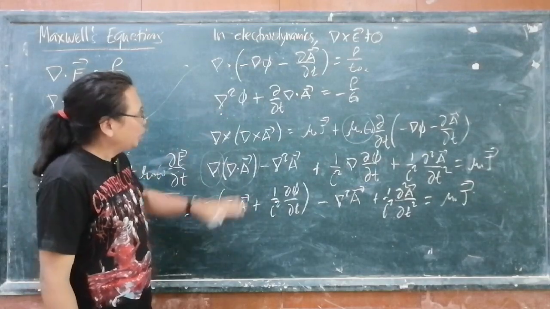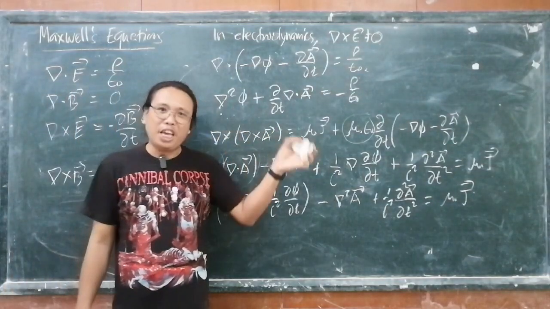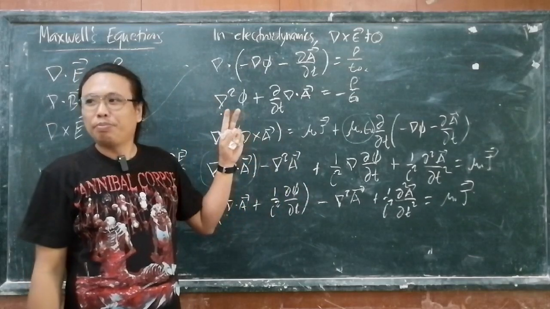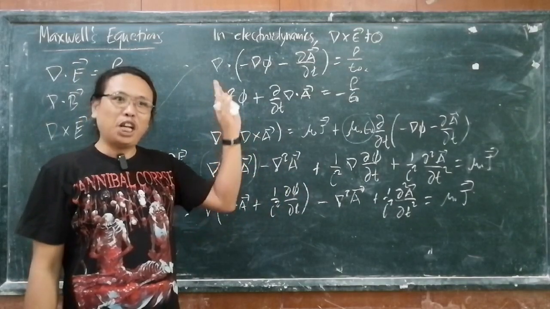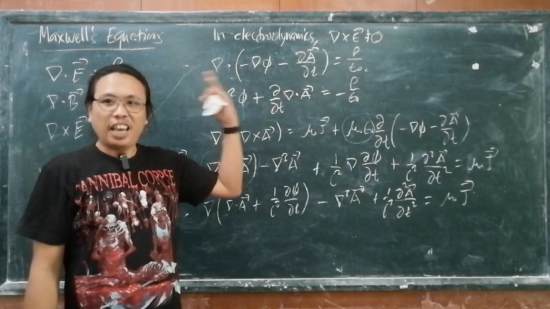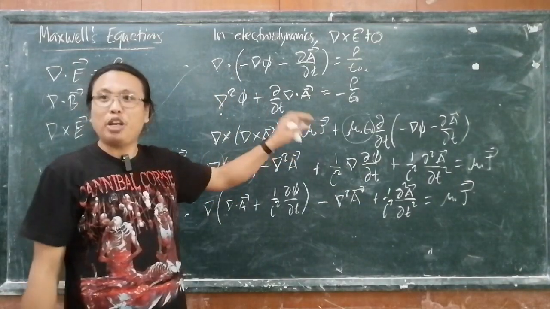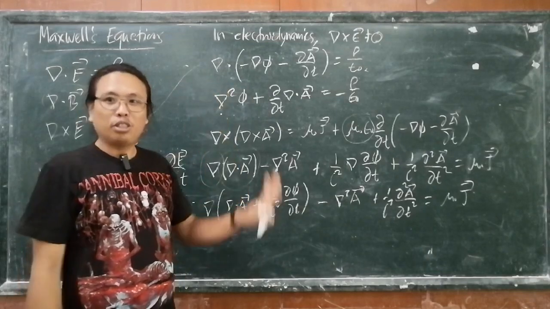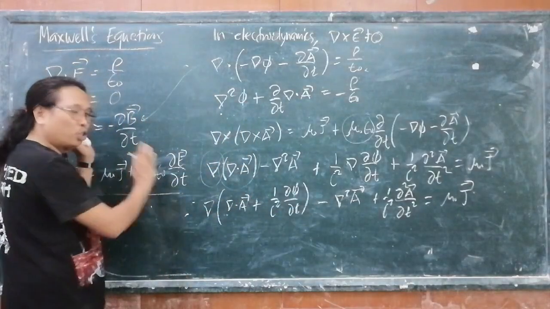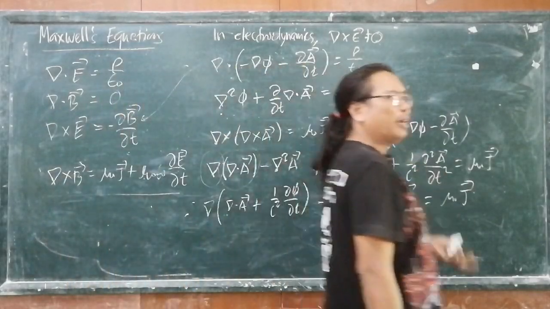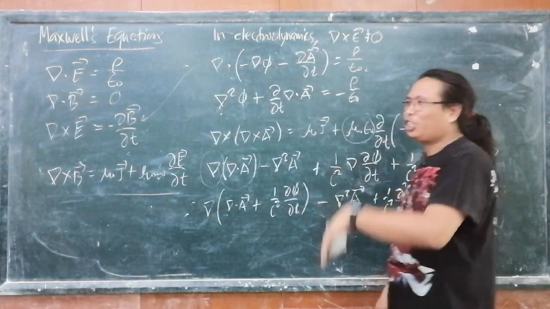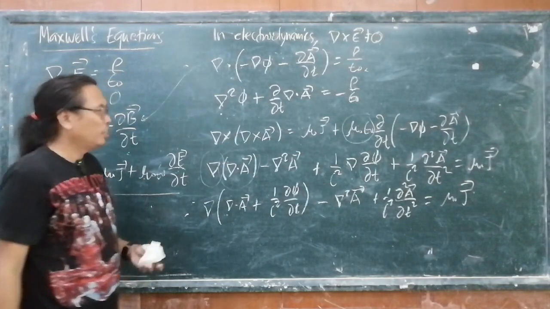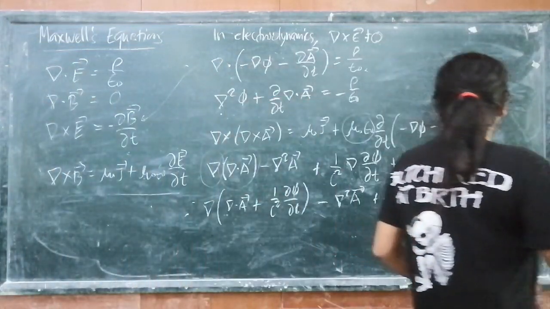Why? Our two equations are now in terms of phi and in terms of A. How many terms does A have? You have three components of A: AX, AY, and AZ. And you have phi as a scalar field. So, isa lang. You actually need only to determine 4 functions, whereas originally, you have to determine 6. Reducing 6 to 4 is an improvement. Okay? But we can simplify further.